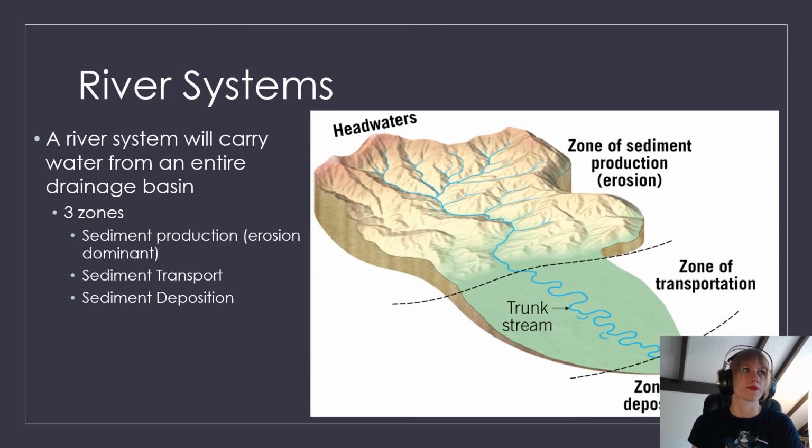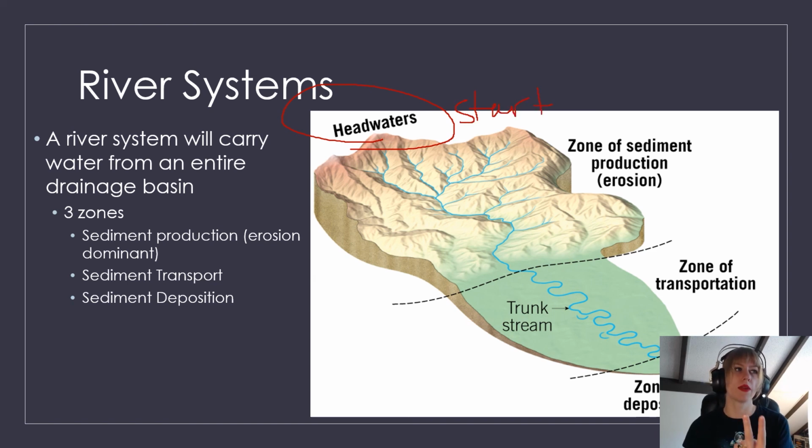So river systems will carry water from an entire drainage basin. Okay, and there's three zones. You have sediment production, which is where the most water and sediment is derived. It originates at what are called head regions, okay, or the headwater. Headwater regions are the start point. Okay, start.